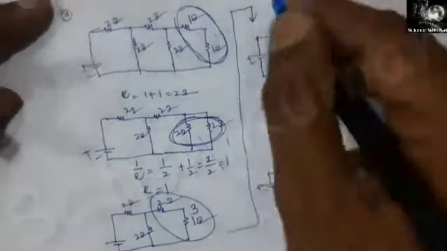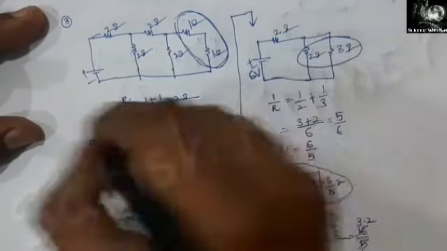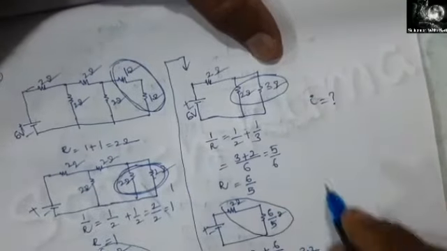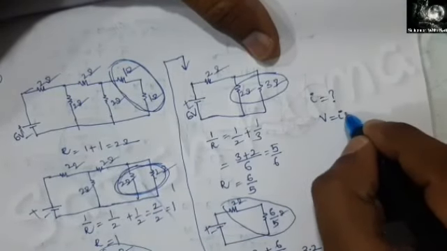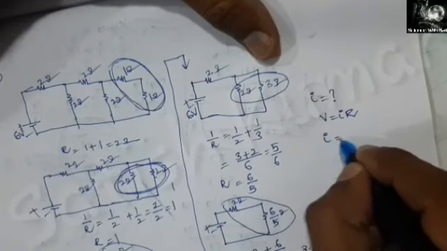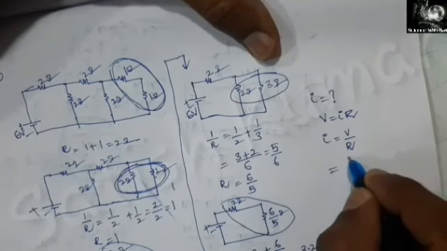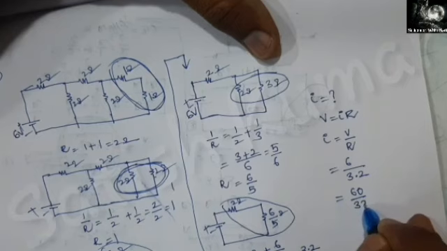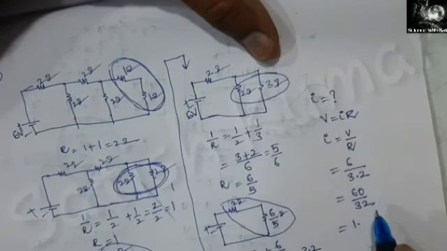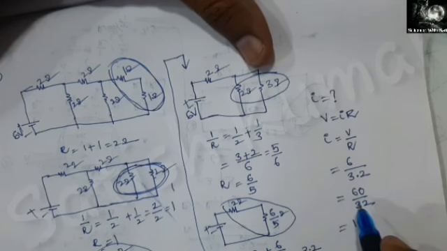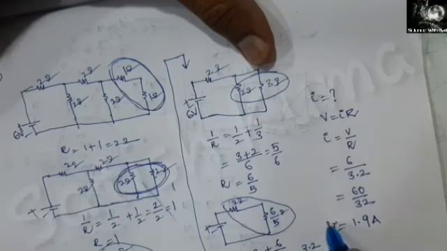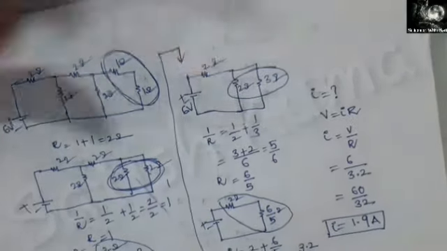If the battery given is 6 volts and you are asked to find the current I in the circuit, then we have the formula V is equal to IR. This is from Ohm's law, so I is equal to V by R. I can write 6 by 3.2, which is nothing but 60 by 32, approximately 1.9 amps. In this way you can find the current in the circuit also.